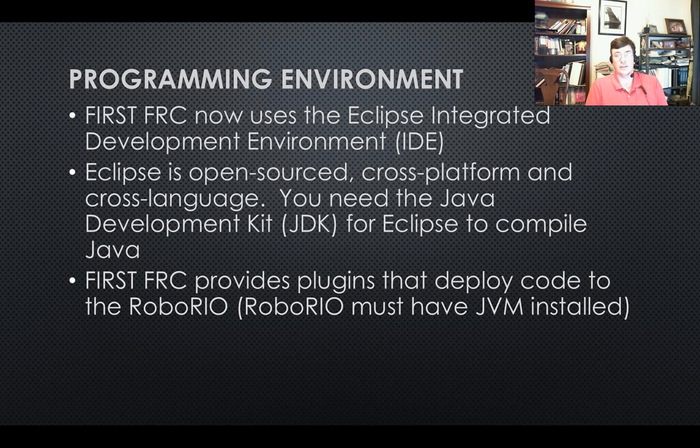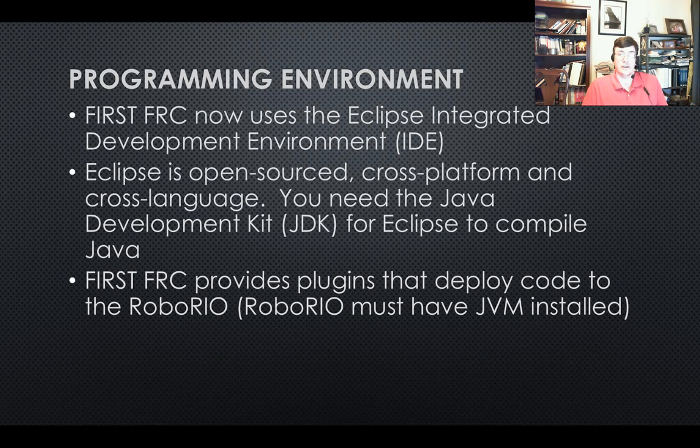Part of the Eclipse configuration process is to make sure it's pointing to the correct JDK. It is possible to have more than one JDK on a system, so you want to make sure you're pointing to the JDK that you want to use. Usually that would be the one you just downloaded, which is the latest and greatest, most up-to-date version of the JDK. Once you have Eclipse installed, FIRST actually provides some plugins that you install in Eclipse. These plugins let you deploy code easily to the RoboRio, and they also let you get the console output from the RoboRio back into your Eclipse environment.